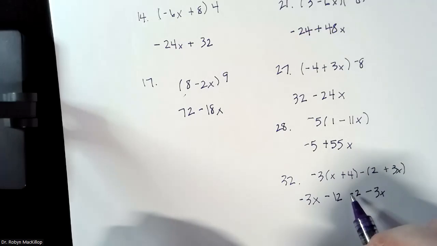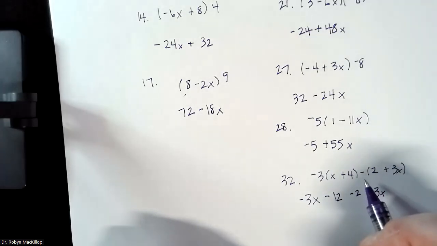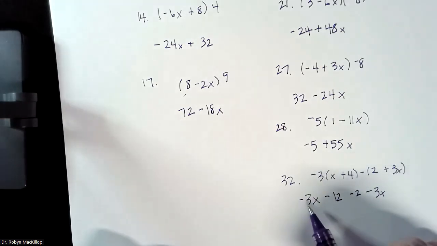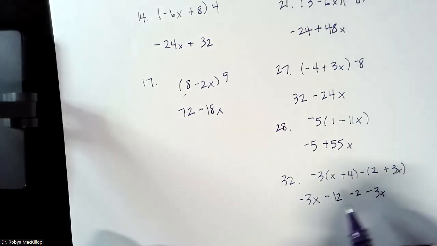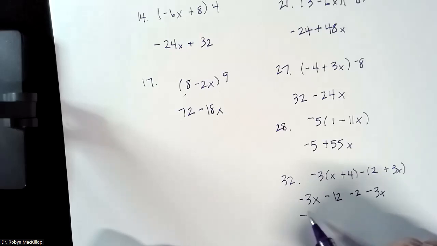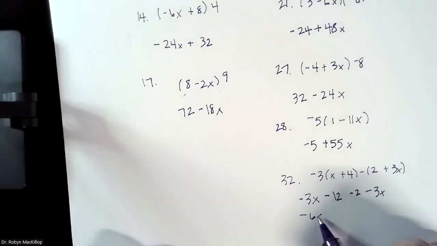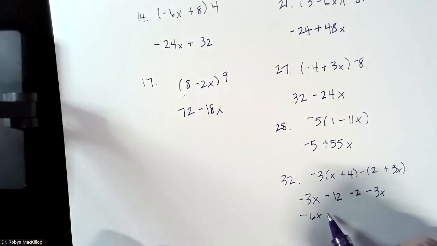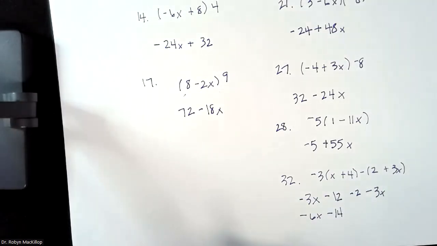This one's a little tougher because it's longer and you've got that sign in the middle. So now you combine like terms. -3x and -3x is -6x. And then -12 minus 2 is -14. Perfect. Good job on these.